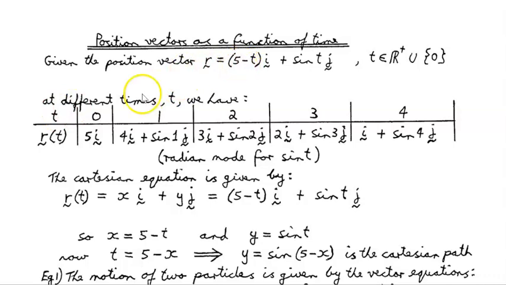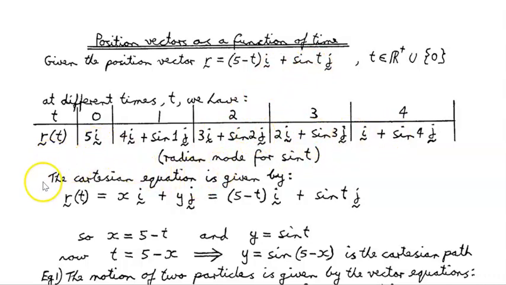5 minus t, let's say t is 0. Well, 5 minus 0 is 5i, sine of 0 is 0. And so its position vector is 5i. It lies along the x-axis at x equals 5. At t equals 1, 5 minus 1 is 4 in the i direction, and then sine of 1 in the j direction. I'm not going to put that here because it just gives me an approximate answer. Same with the rest. At t equals 2, 5 minus 2 is 3i, sine of 2, and so on up.